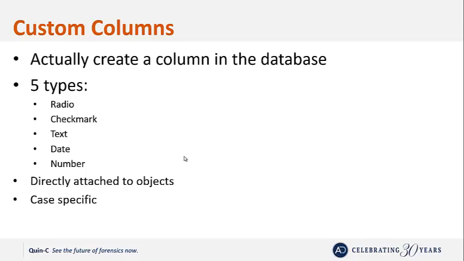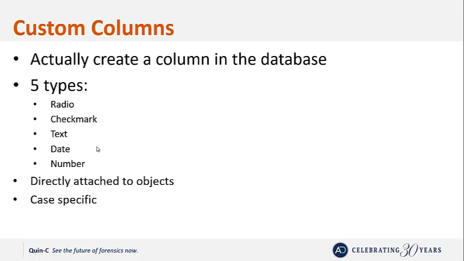They actually create a column in the database. And then you can utilize that column for coding the documents. There are five types of columns: radio button, check mark, text, date, or number. And as their name suggests, they govern the functionality of the custom column.